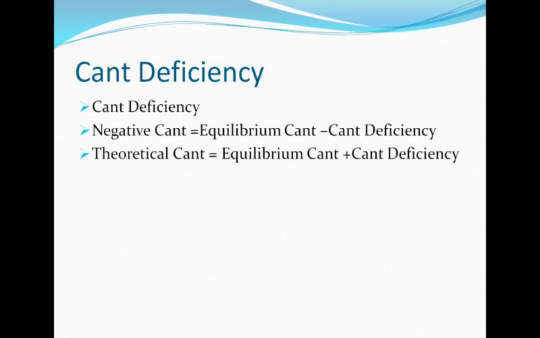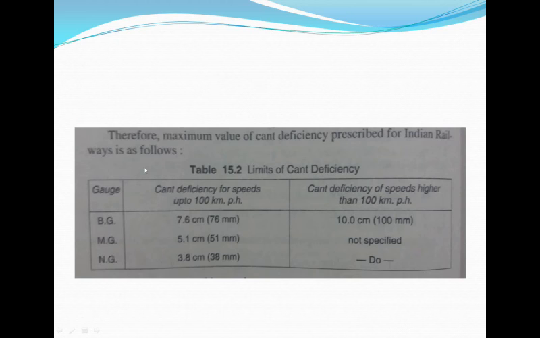So coming to the cant deficiency, definition of cant deficiency. Cant deficiency may be defined as the difference between the equilibrium cant, that is nothing but the super elevation necessary for the maximum permissible speed on a curve, and the actual cant provided. Actual cant is nothing but the super elevation provided. So this is the cant deficiency. Moving on to negative cant. Negative cant is nothing but equilibrium cant minus cant deficiency. Theoretical cant, or theoretical super elevation, is nothing but equilibrium cant plus cant deficiency. This is how we are going to get the negative cant and a theoretical cant.